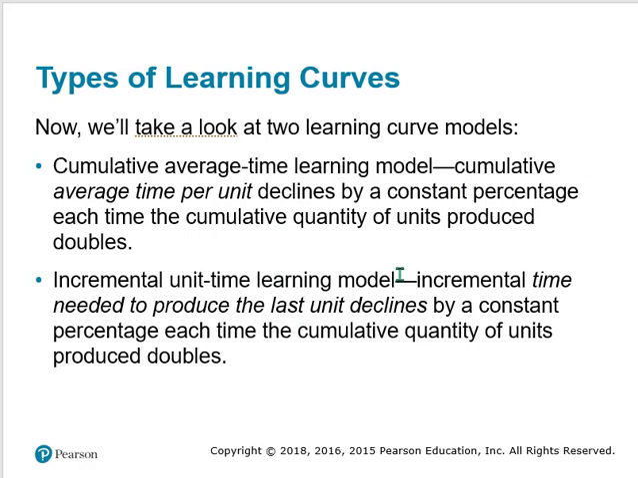The cumulative average time per unit declines by a constant percentage each time the cumulative quantity of units produced doubles. Okay? The incremental unit time learning model: incremental time is the time needed to produce the last unit, which declines by a constant percentage each time the cumulative quantity of units produced doubles. In other words, the more you do something, the more the cost is going to go down. All right, and these are actually estimated with pretty wild graphs.